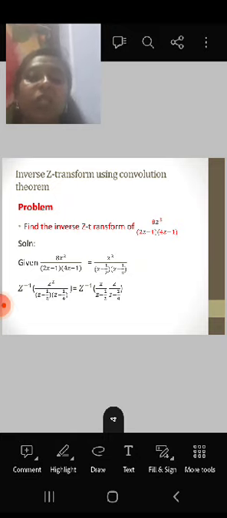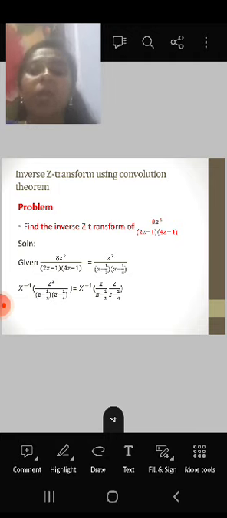Now the convolution theorem has many applications. One of the applications is that we can find the inverse using the convolution theorem. So see this problem: find the inverse Z transform of 8z square by (2z minus 1) into (4z minus 1). So we are going to find the Z inverse of this function using the convolution theorem.